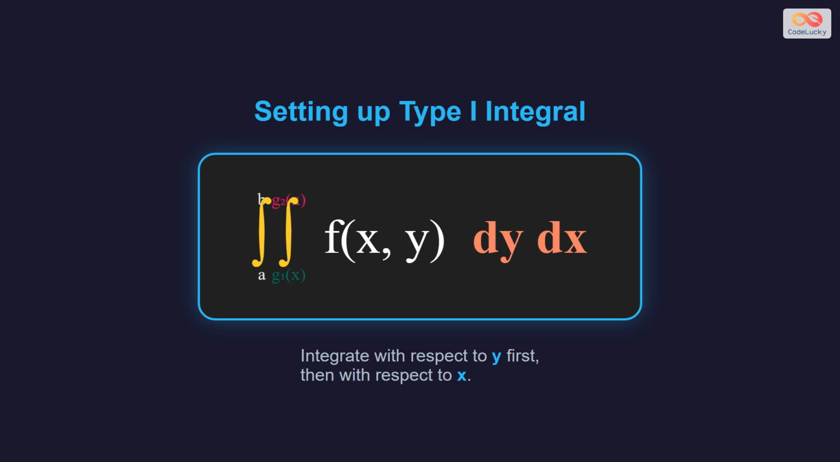Here is the formula for calculating the double integral over a type 1 region. Notice the order of the differentials. dy, then dx. The inner integral limits are functions of x, representing the bottom and top curves. The outer integral limits are constants a and b. Always remember, the outer limits must be constants.